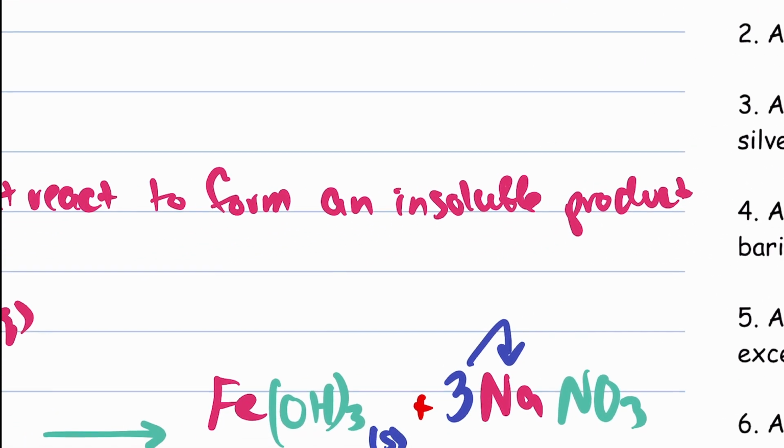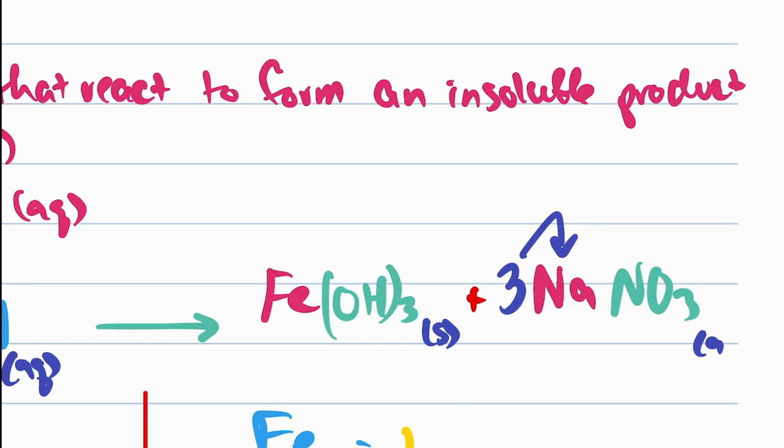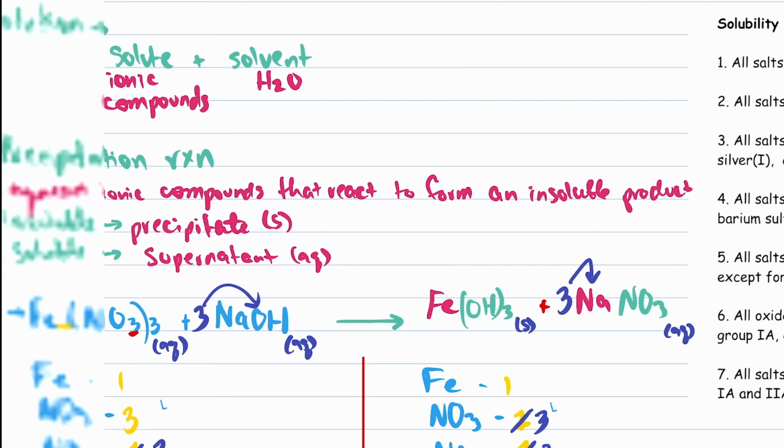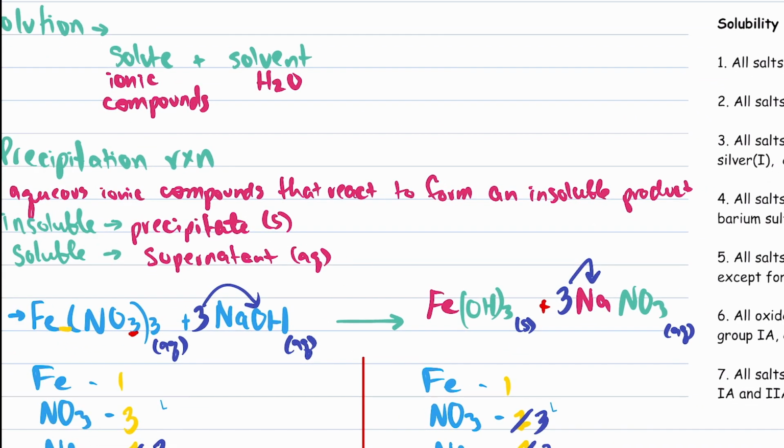All right. So this makes sense. We have two aqueous ionic compounds that react to generate an insoluble product. All right, so we have there a precipitation reaction. If you did this and this one ended up, instead of an S, right, instead of a solid being AQ, then you would say no precipitation reaction occurred.